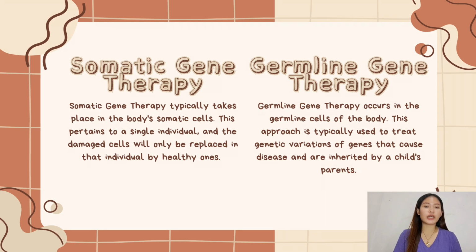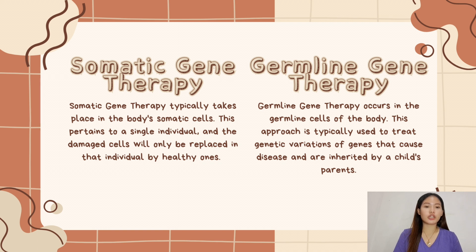There are two types of gene therapy, somatic and germline gene therapy. Somatic gene therapy typically takes place in the body's somatic cells. This pertains to a single individual, and the damaged cells will only be replaced in that individual by healthy ones. This technique involves transferring therapeutic genes into the body's stem cells or somatic cells. This approach to gene therapy is regarded as the most effective and secure.